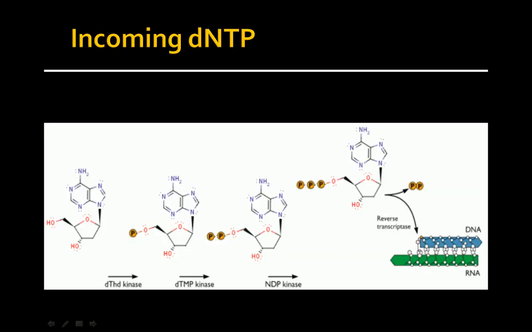Incoming dNTP gets phosphorylated twice by two different kinases to become triphosphorylated. Reverse transcriptase recognizes phosphorylated dNTP from our cells and adds it into the viral DNA backbone. This forms a covalent bond.